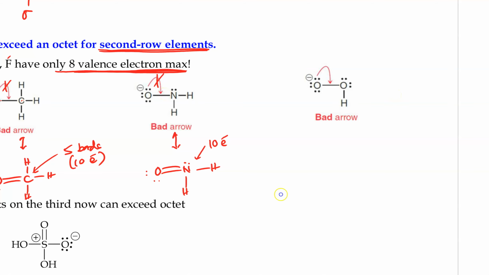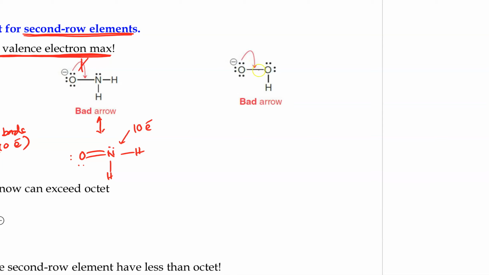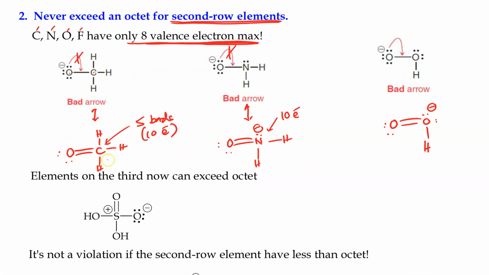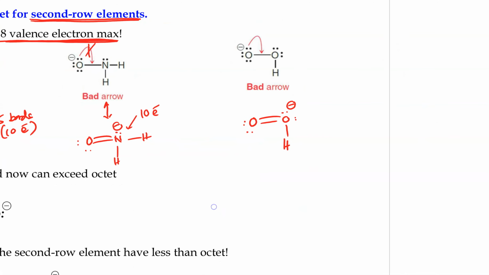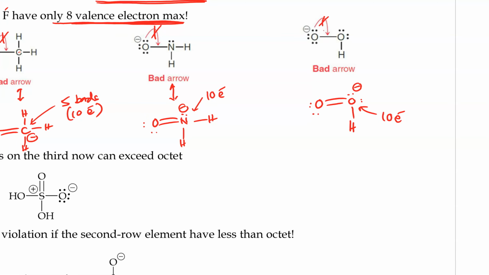And this last example, the same thing goes for this one. This would be a bad arrow to draw, because by doing that, we will be creating this structure. And in this case right here, this would then be negative. Yes, I forgot to put a negative charge in all of this. But now, this oxygen right here will have 10 electrons surrounding it. And again, oxygen cannot exceed octet. So that would be a bad arrow to draw.